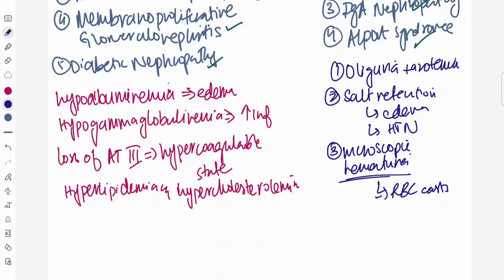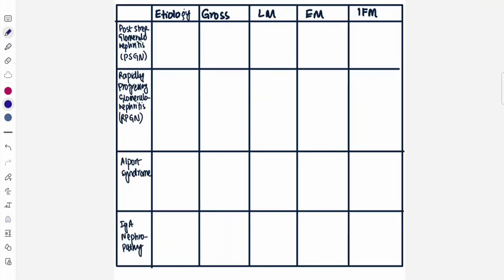Let's now do the nephritic syndromes. Now the nephritic syndromes are only 4, and they are very easy. First is post-strep glomerulonephritis. So what happens in post-strep glomerulonephritis? Let me take out my notes. Okay, what happens in post-strep glomerulonephritis?